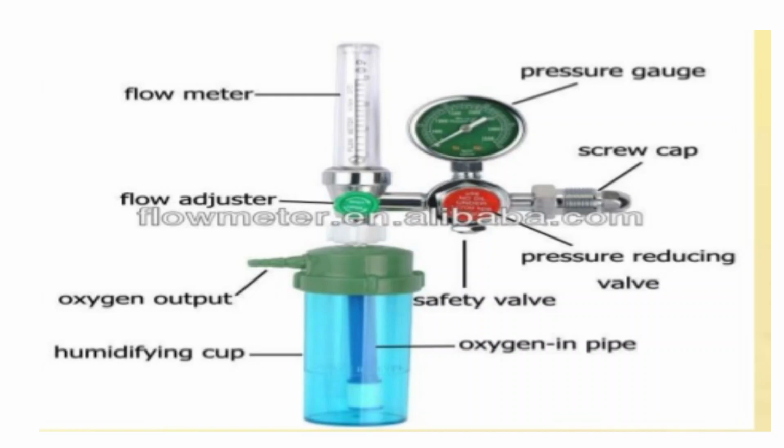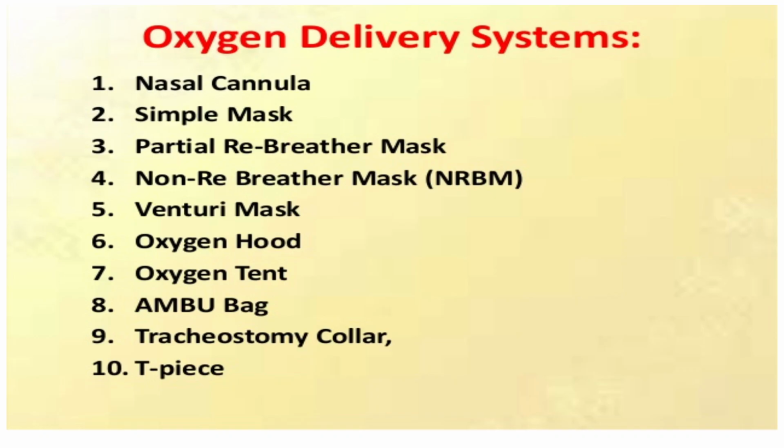So it's essential that there is a humidifier, and this humidifier ensures that the oxygen bubbles flow through the water and then reach out, so that the patient gets oxygen along with sufficient humidity, which will not damage the tissues. So these are the essential components of an oxygen administration set.